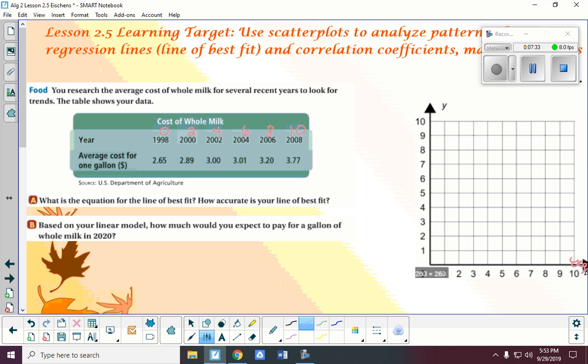And so 0 to 265, plot that point, and then go over 2 up to 289. These are quite close. 4 will be at 3, 6 will be at 301, slightly, just a hair above. 8 will be at 320, and 10 at 377.